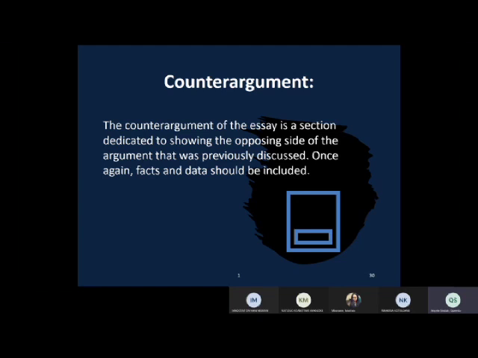So you either start with the counter argument, you prove it, or you prove it first and then you mention the counter argument. But remember to refute it at the end, which is you saying, although they are saying this, this essay, of course you don't use the first person, this essay has proven through data and through evidence that South Africa is indeed the best form of education in Africa.